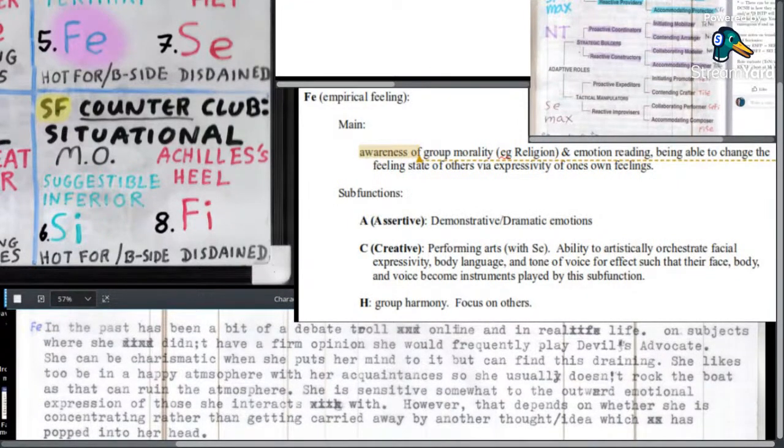She likes to be in a happy atmosphere with her acquaintances, so she usually doesn't rock the boat, as that can ruin the atmosphere. She is somewhat sensitive to the outward emotional expression of those she interacts with. However, that depends on whether she is concentrating rather than getting carried away by another idea which has popped into her head. So then she's NEing rather than concentrating on someone's affect display.